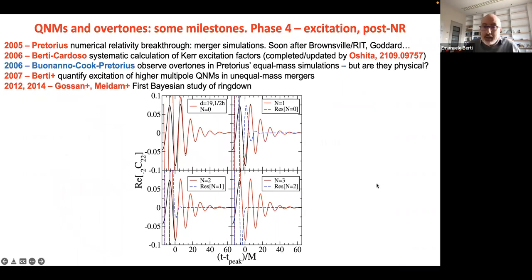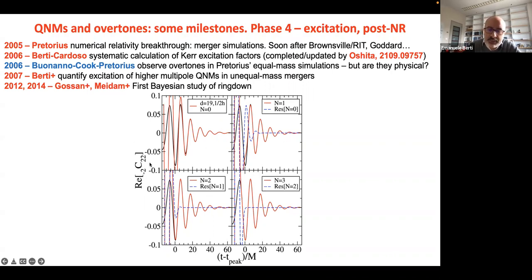As I said, the understanding of how much these modes are excited changed in 2005 when Franz Pretorius finally managed to simulate two black holes coming together and merging. And soon after the simulations, Bonanno, Cook, and Pretorius analyzed the waveforms that were produced by Franz. And this is what they found.